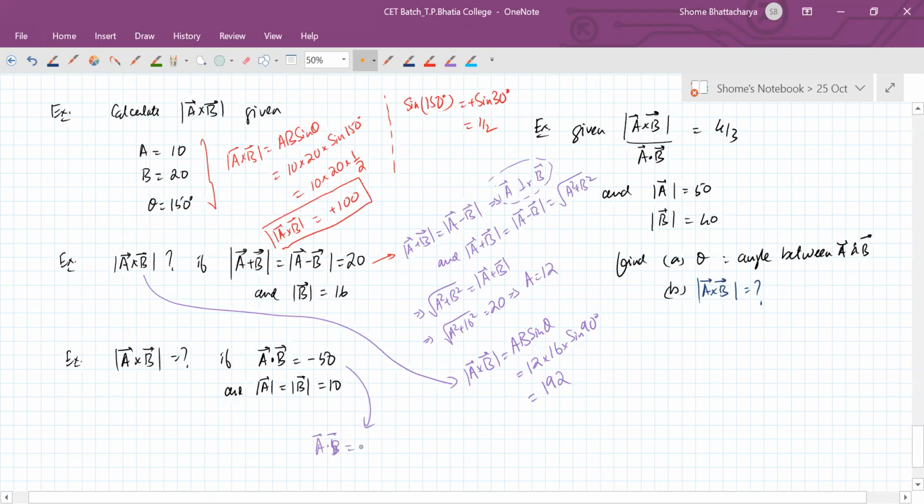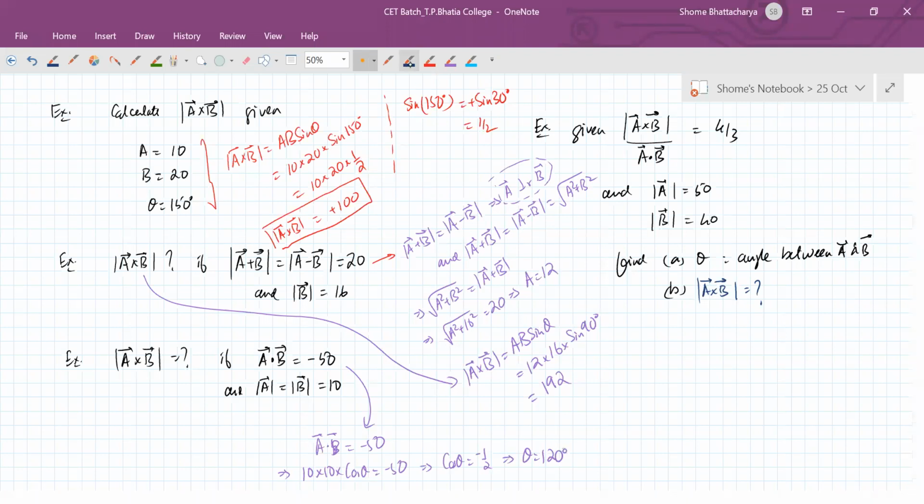A dot B is minus 50 means that 10 into 10 into cos theta is minus 50. That means cos theta is minus half, which means theta is 120 degrees. So now coming back to A cross B's magnitude, that is AB sine theta. So that's correct what you've got, Prasanfar.